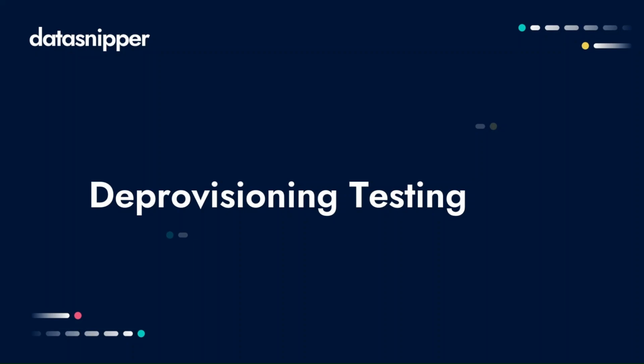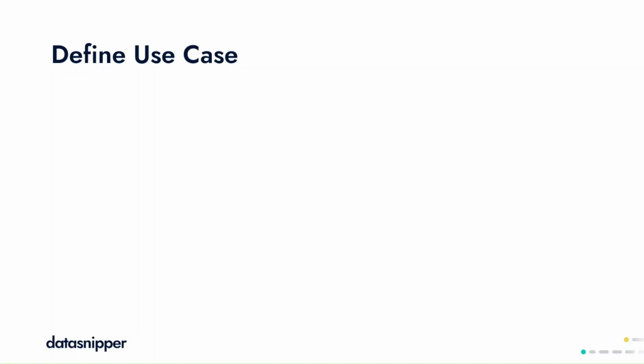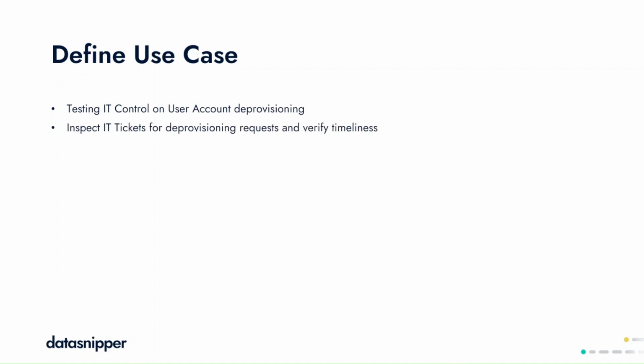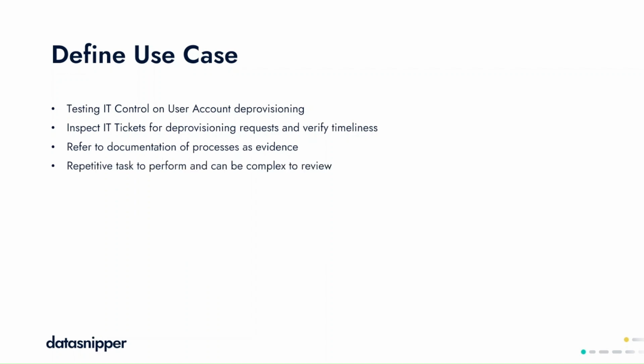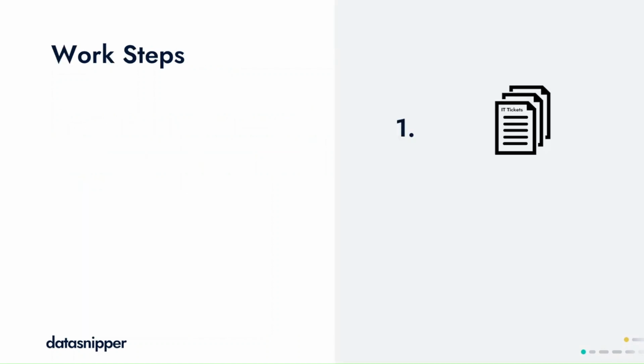In this use case, we'll be focusing on how you can conduct your deprovisioning testing using DataSnipper. In the use case in itself, we're testing IT controls to verify the accuracy and timeliness of user account deprovisioning, for which we'll be inspecting IT tickets, which means we'll be going through a lot of documentation and processing this as evidence. As the IT tickets will be the same layout, we will be performing the same task over and over again, which could be complex to review if not documented clearly.